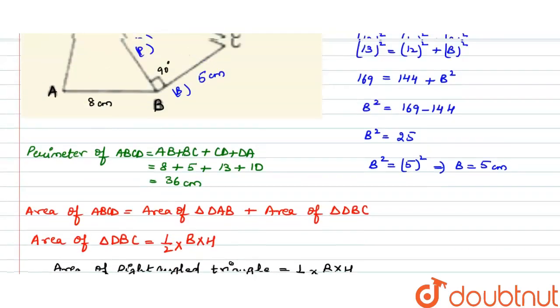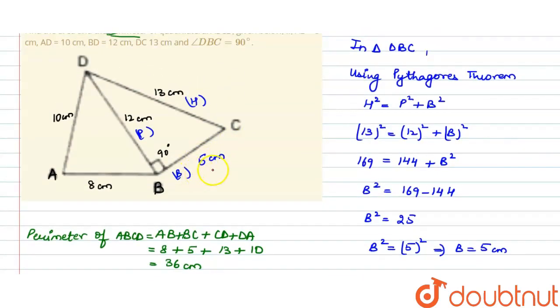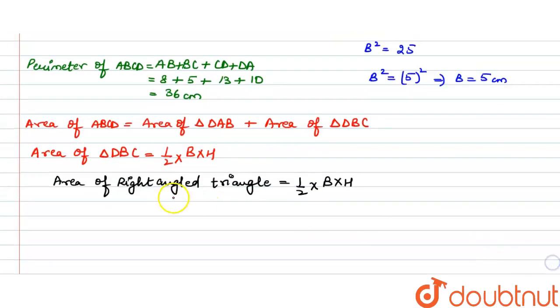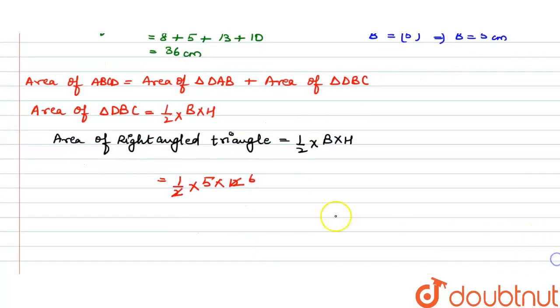Now if you take a look at this, our base is 5 centimeters, and this height is nothing but the perpendicular, which is 12 centimeters. So by using this formula, this will come out to half into base is 5 and height is 12 centimeters. So 2 into 6 cancels, and this will come out 6. So from this we got the area of triangle DBC came out to be 30 centimeter square.